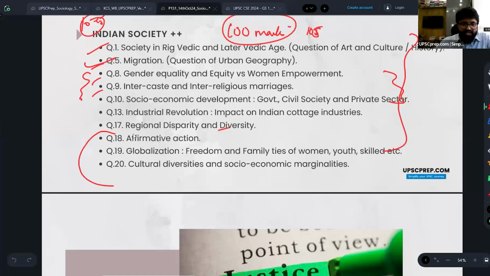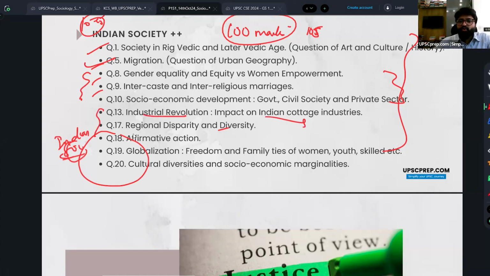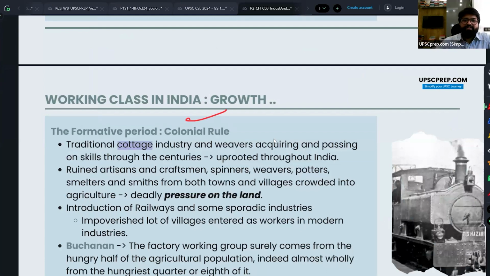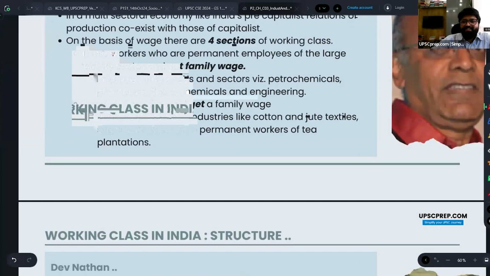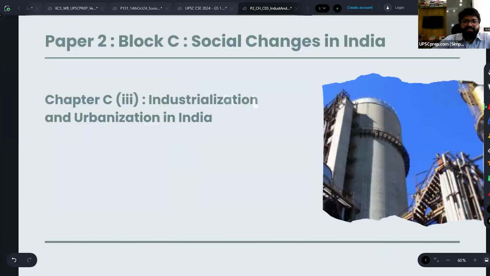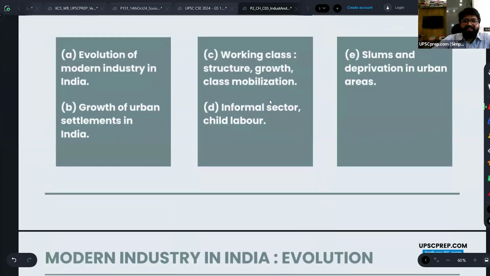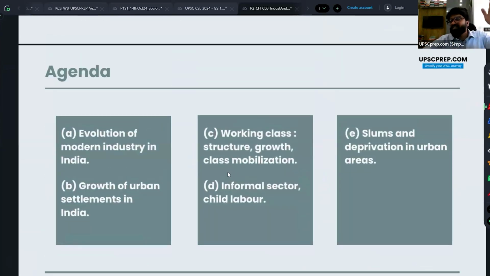Now, questions 18, 19, 20, these are again directly Indian society questions. But look at the other questions also. Industrial revolution, this is a history question. Impact on cottage industries. Let me directly open that. See, colonial rule. This is your industrialization in the urban. Okay, so this is where we will discuss a lot of things.